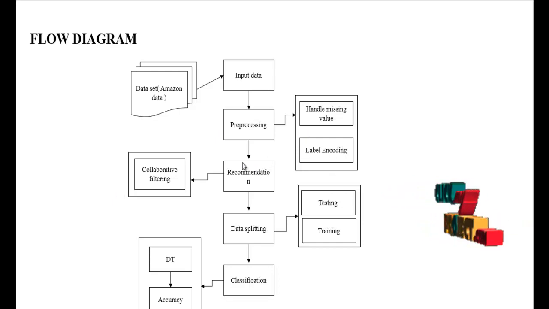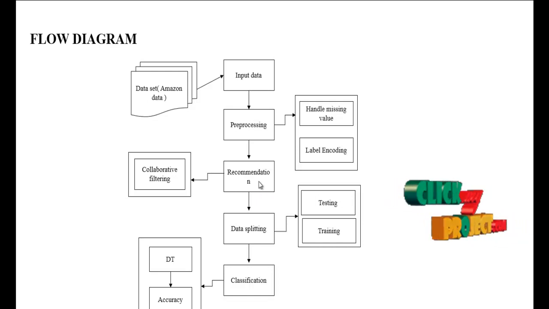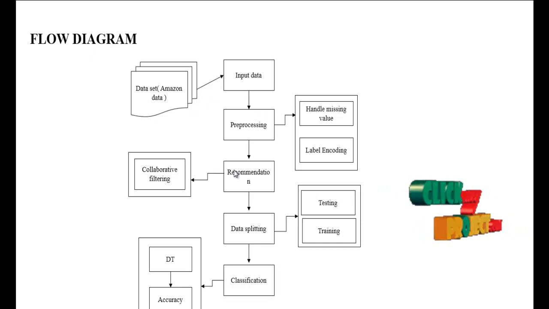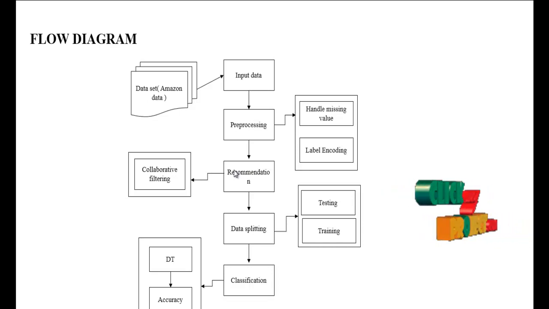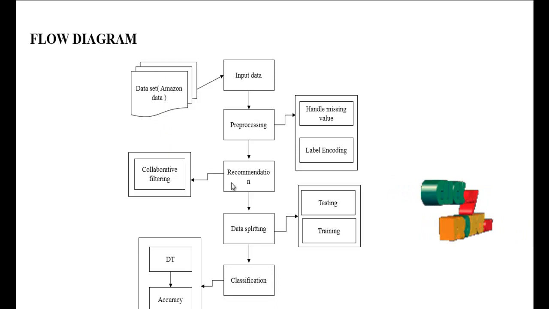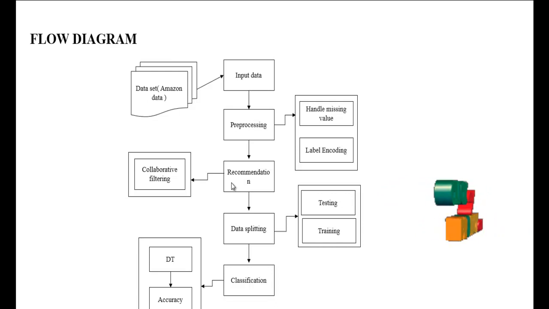After that, we have the recommendation. In this step, we have to use the collaborative filtering algorithm. By using this algorithm, we have to calculate the recommendation score. Recommendation score, in a sense, means we have to calculate the similarity between user rating behavior and user rating value. In this step, our result will be the recommended product to user based on user ratings.